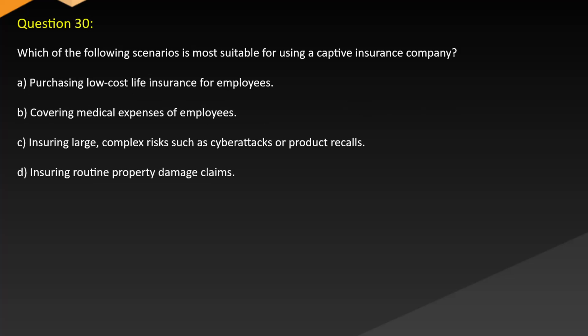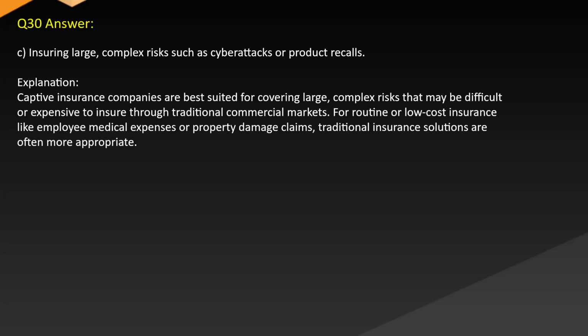Question 30. Which of the following scenarios is most suitable for using a captive insurance company? A. Purchasing low-cost life insurance for employees. B. Covering medical expenses of employees. C. Insuring large, complex risks such as cyber attacks or product recalls. D. Insuring routine property damage claims. Answer: C. Explanation: captive insurance companies are best suited for covering large, complex risks that may be difficult or expensive to insure through traditional commercial markets. For routine or low-cost insurance like employee medical expenses or property damage claims, traditional insurance solutions are often more appropriate.